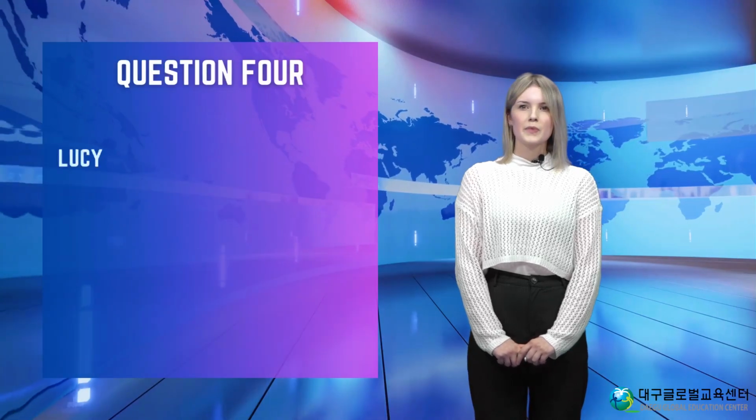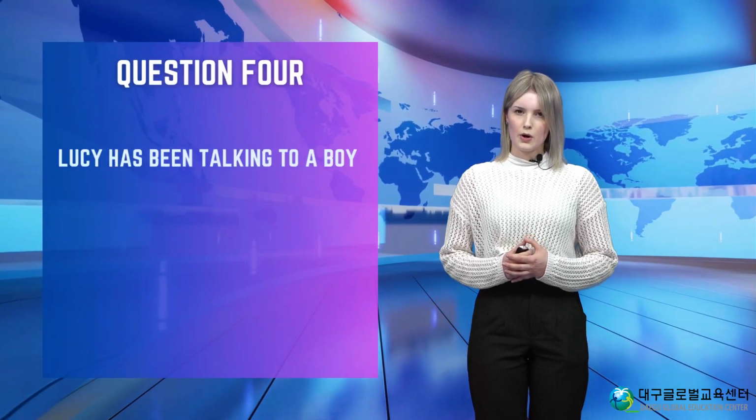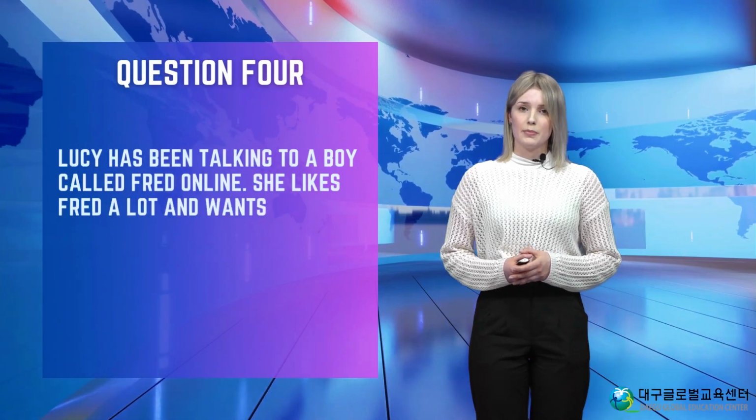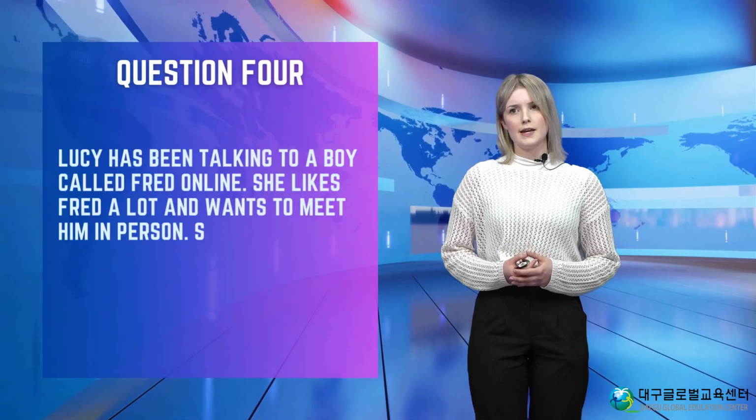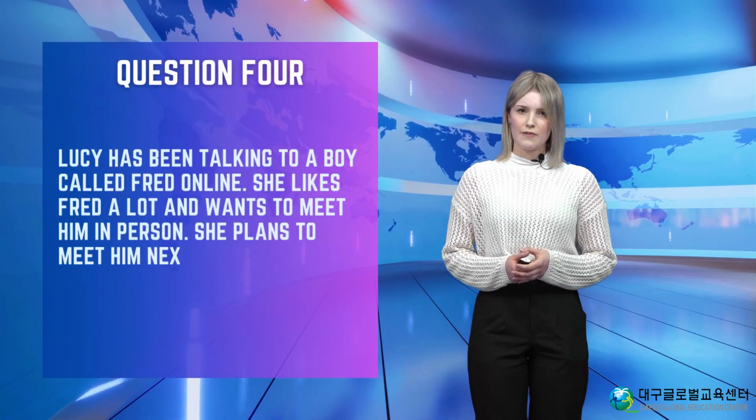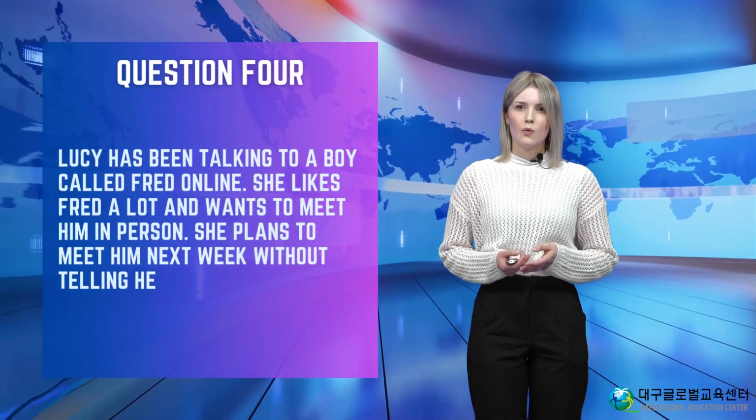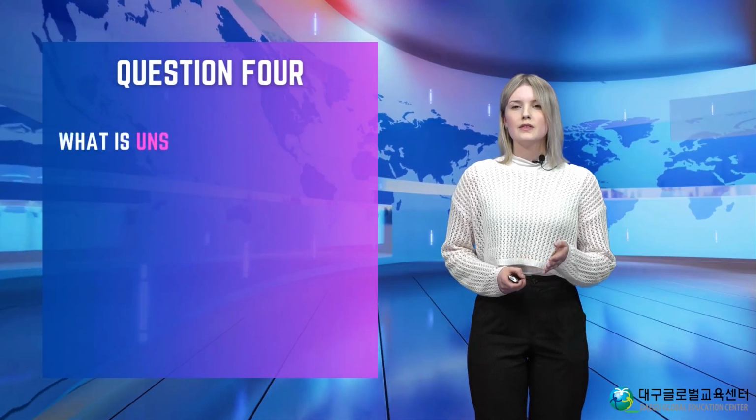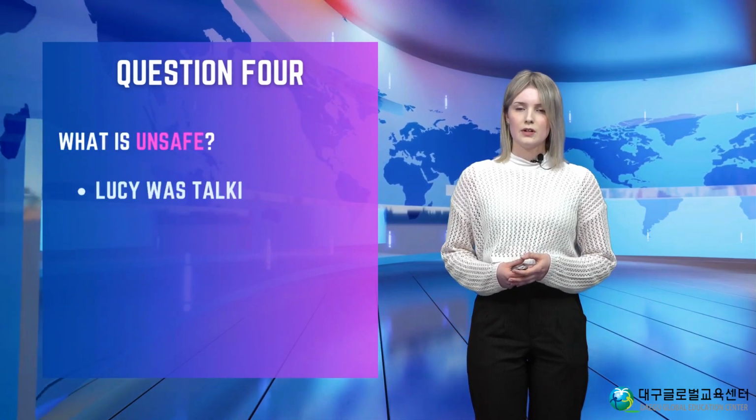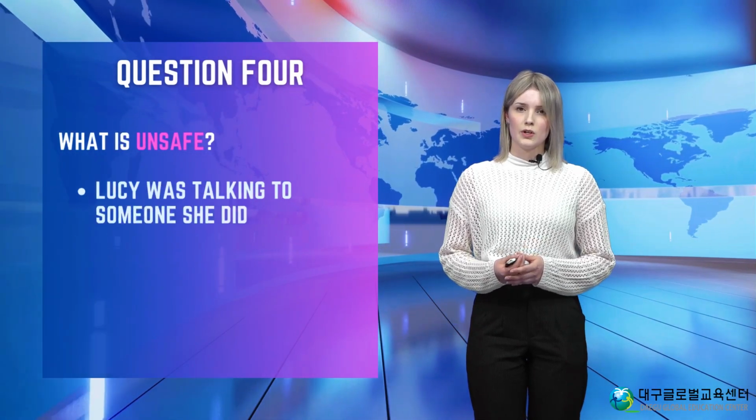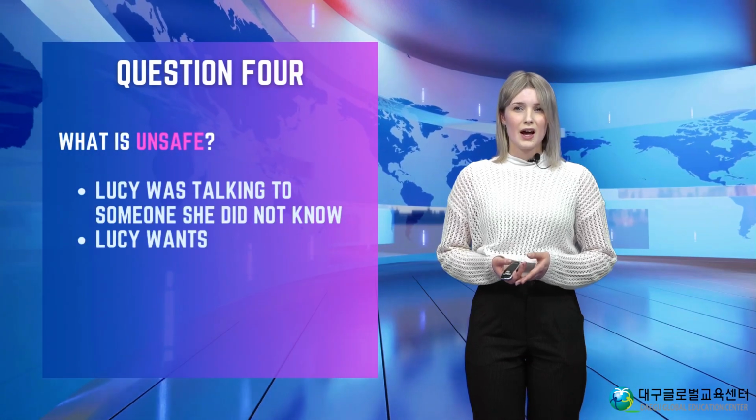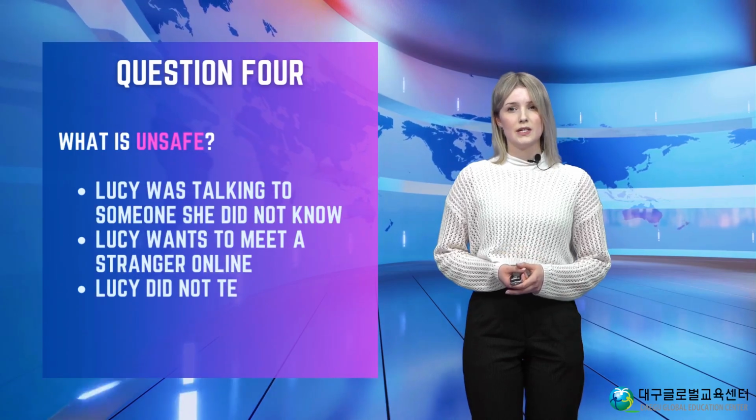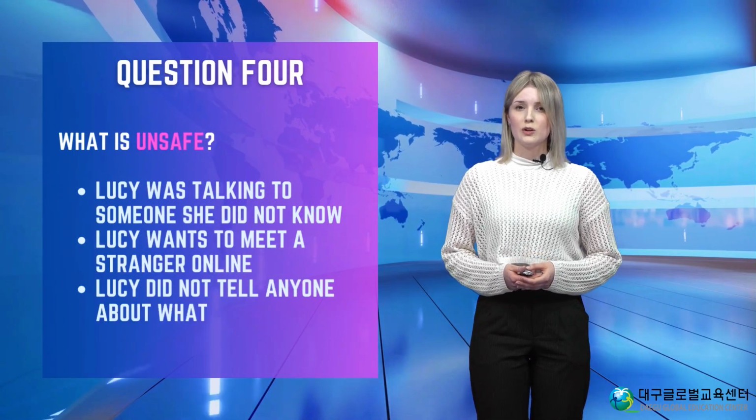Question 4. Lucy has been talking to a boy called Fred. She likes Fred a lot and wants to meet him in person. She plans to meet him next week without telling her family or friends. What is unsafe in this situation? This situation is unsafe because Lucy was talking to someone she did not know. Lucy wants to meet a stranger online, and Lucy did not tell anyone about what she was doing.